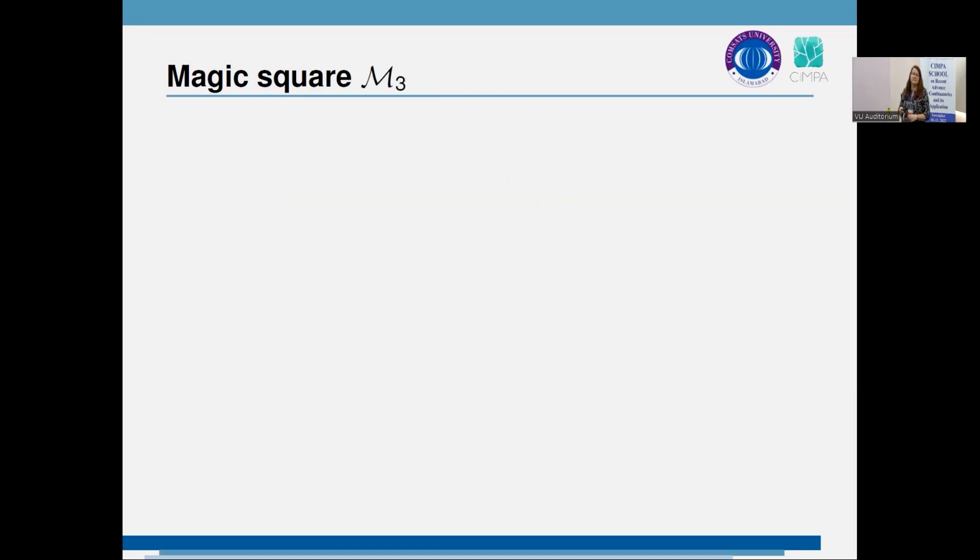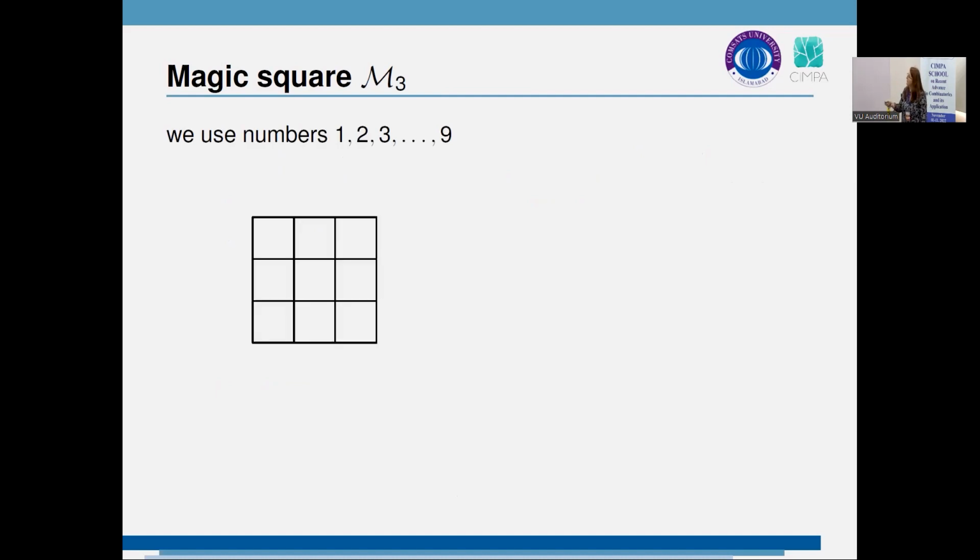So let's start with magic square of order 3. We will use numbers from 1 up to 9, and now we would like to put these numbers into the square. So maybe my first question is, what will be the sum of the numbers in every row, every column, and in both main diagonals?